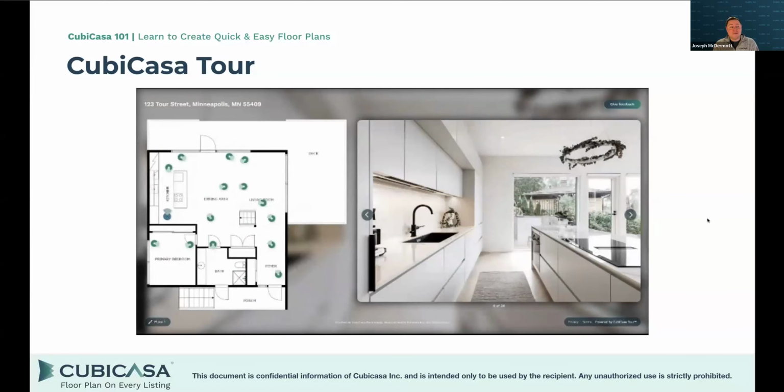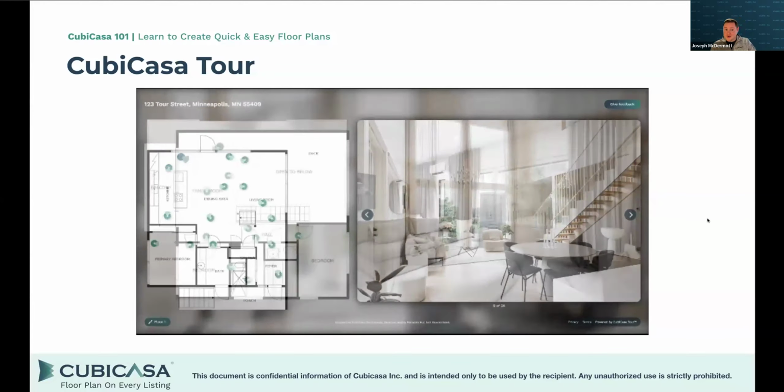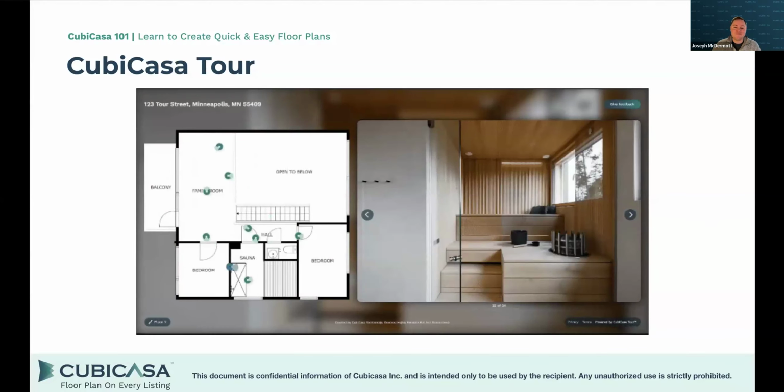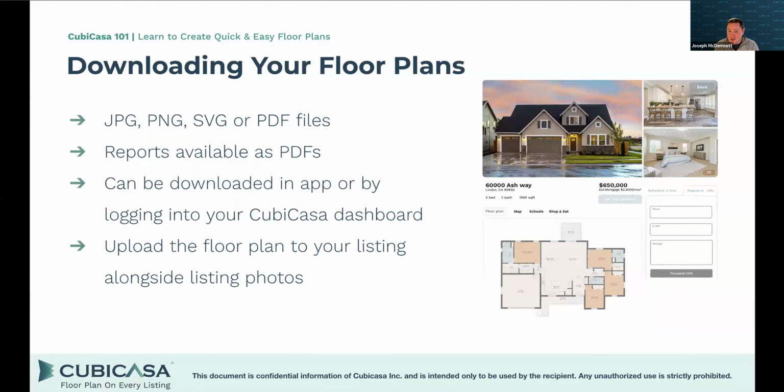So now that you have completed your scan, you've selected the different types of floor plans you want. Maybe you've now created the CubiCasa tour for that listing. The next step is to download your floor plans, add them to the listing, share them with your clients from there. You can download the floor plan images as either JPEG or PNGs. Use these to upload right into the listing alongside the rest of your listing photos, or even just to send right to your clients. The different types of reports that you can generate, like the home report or the snapshots report, will be available as PDF files.